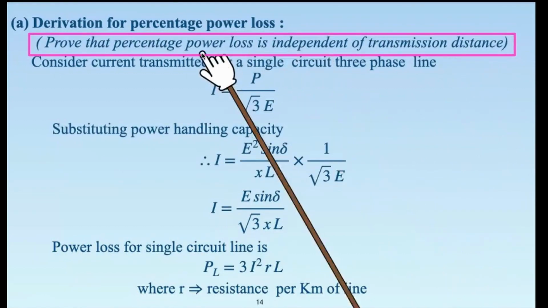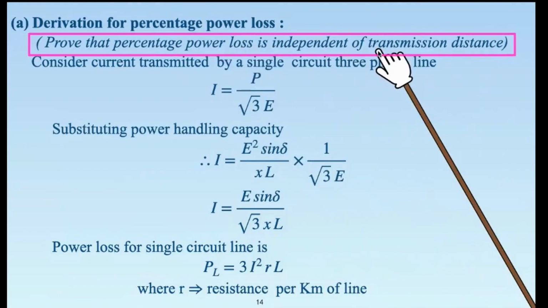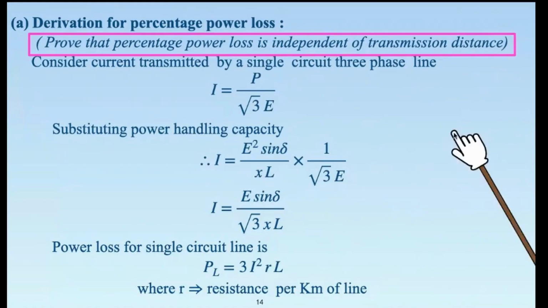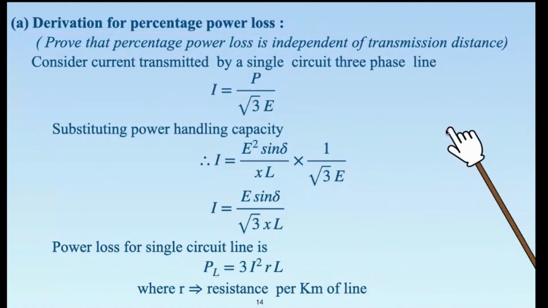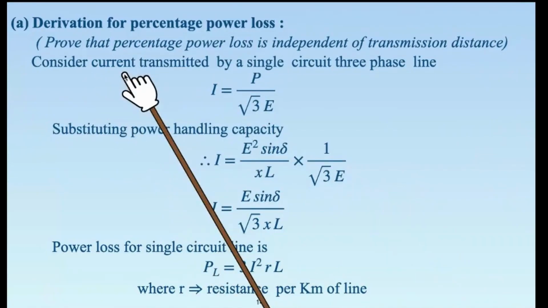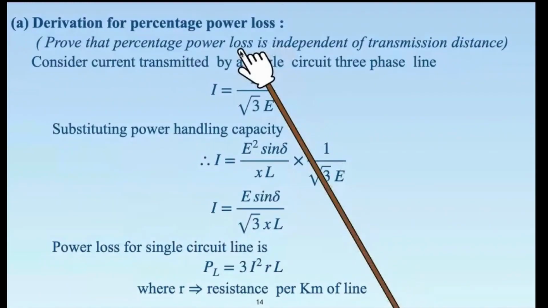Remember, power loss percentage is independent of transmission distance. Power handling capacity is not independent. So let us check how this is possible. For calculating the power loss on a transmission line, you must realize that power losses that take place on a transmission line cannot be classified as copper loss and iron losses, because there is no magnetic circuit present on the transmission line, so it cannot carry the magnetic losses, that is iron losses. So what are the losses that take place on a transmission line?